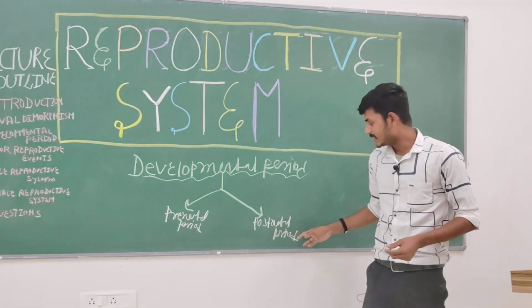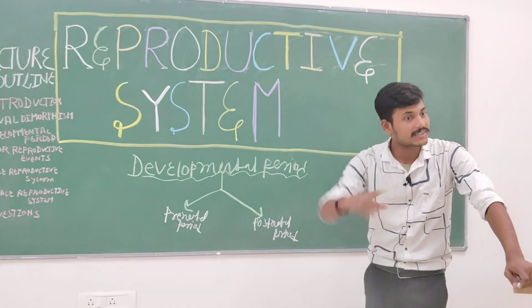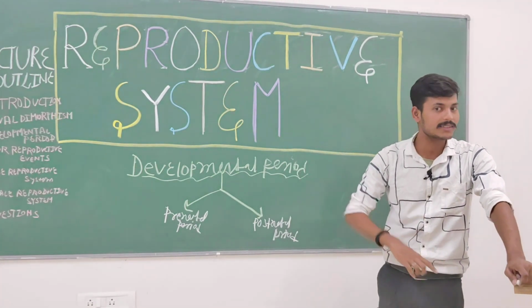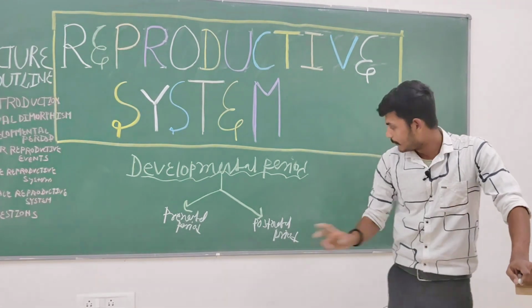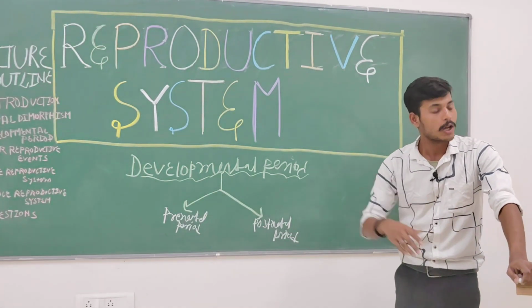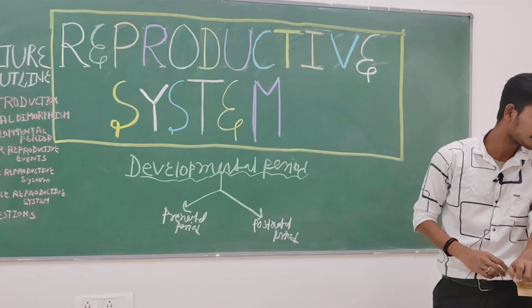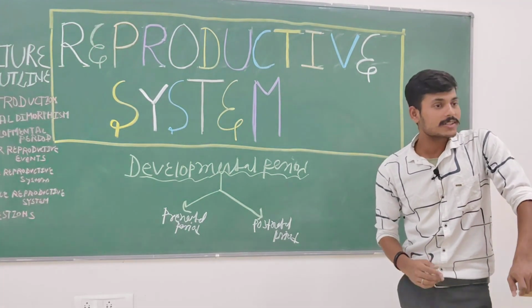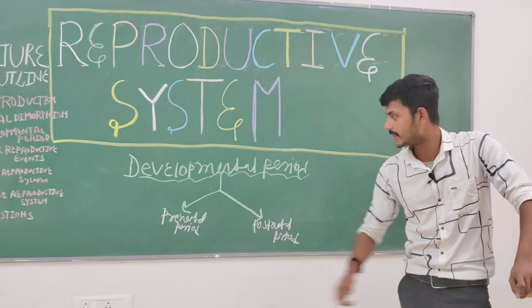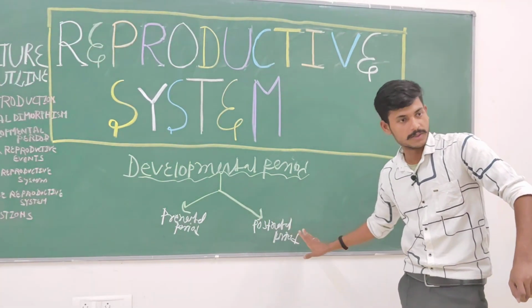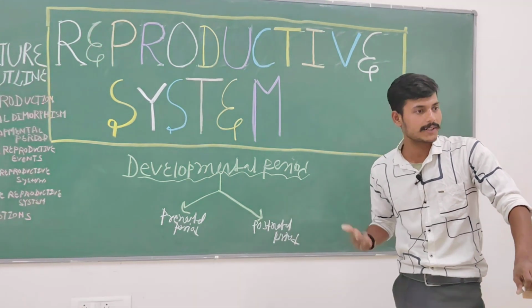Postnatal period means after the birth till the death. This time span is called the postnatal period, also known as the post-embryonic period. Pre-embryonic period, post-embryonic period. Clear? Understanding? Shall we move ahead?